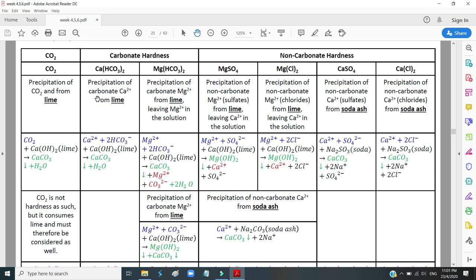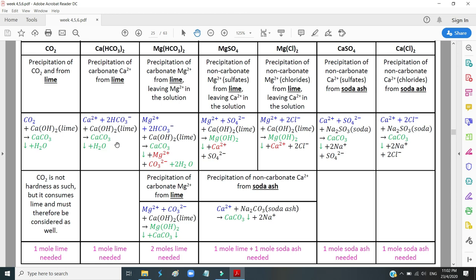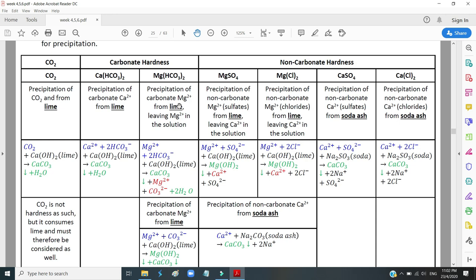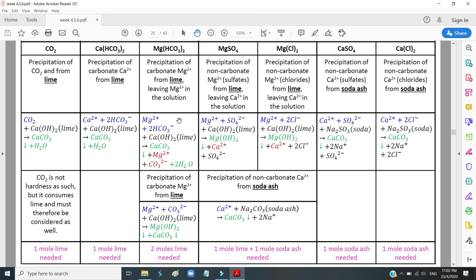So this is the carbonate hardness. There are two types, which are calcium bicarbonate, Ca(HCO3)2, and also magnesium bicarbonate, Mg(HCO3)2. For this one, precipitation of carbonate from lime, so Ca2+ will react with 2HCO3- and also react with the lime, calcium hydroxide, to form calcium carbonate plus H2O. And calcium carbonate can be removed because it's a solid. The other one is the precipitation of carbonate from Mg2+ with lime, leaving Mg2+ in the solution. So this Mg2+ also reacts with 2HCO3- and also the lime, and forms calcium carbonate, which can be removed.